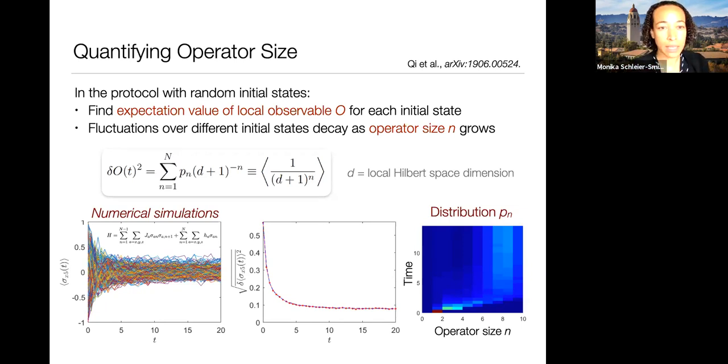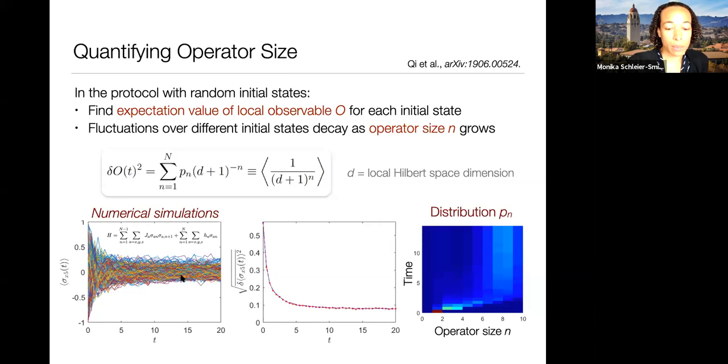But if the system is chaotic, then the expectation value itself tends to decay over time for a given initial state. And then as I look at many different initial states and ask what the fluctuations are over those different initial states, those fluctuations are actually small, because the chaos itself gives you an averaging in the expectation value for any given initial state.